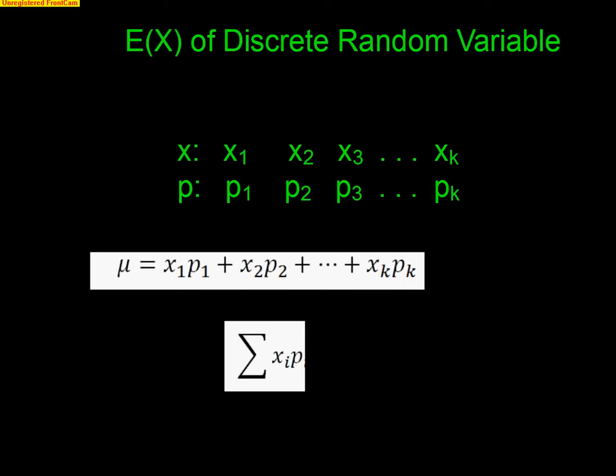So here is the book definition of the expected value of a discrete random variable. It says we multiply these things together: x1 times p1, plus x2 times p2, and so on. We add them up, and that gives me my expected value, my mean. So I'll give you a second to write this down.